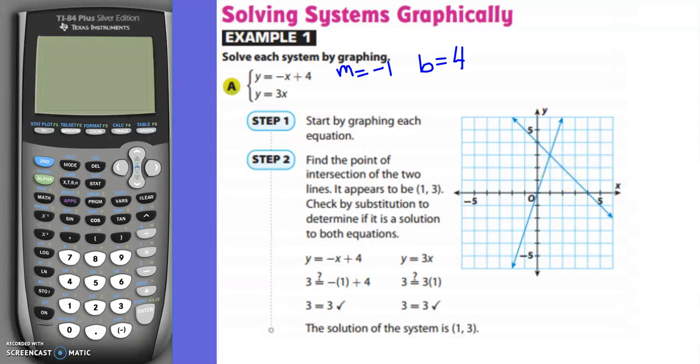Alright, on this one, the M is 3, the B is 0. So you start at 0, you go up 3 to the right 1, up 3 to the right 1. So after you graph each one, you find the point of intersection.